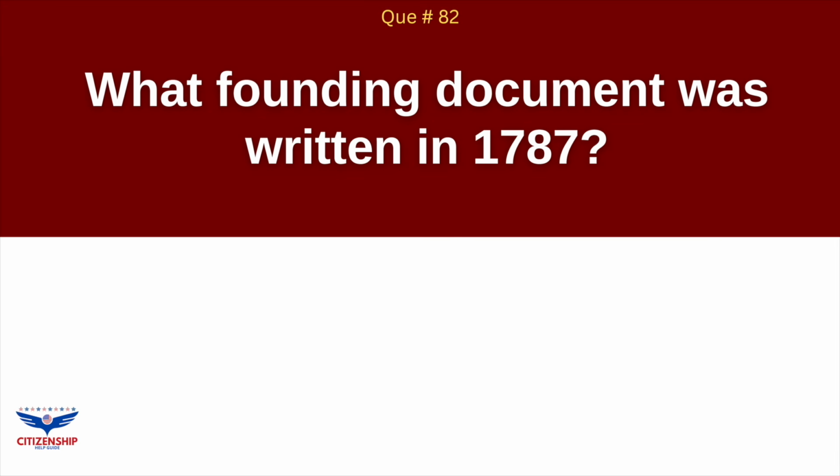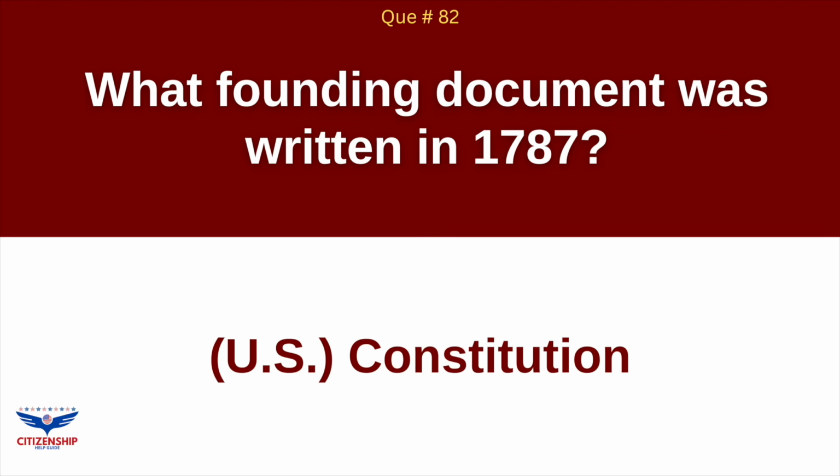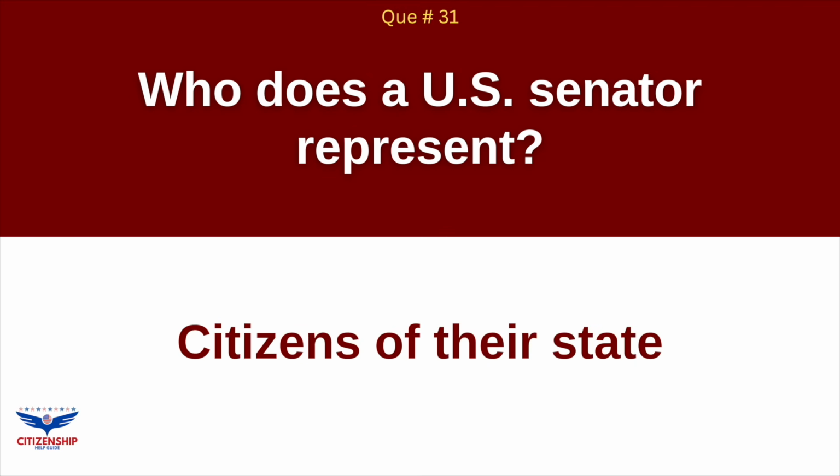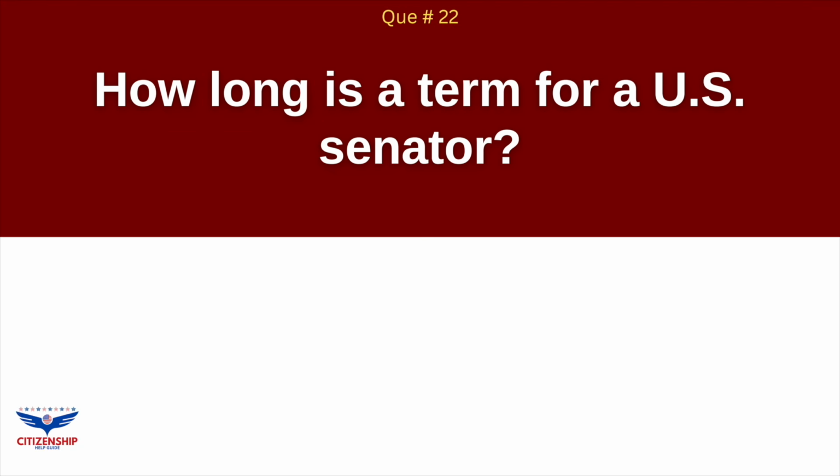What founding document was written in 1787? U.S. Constitution. Who does a U.S. Senator represent? Citizens of their state. How long is a term for a U.S. Senator? Six years.